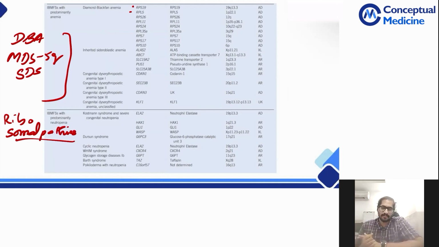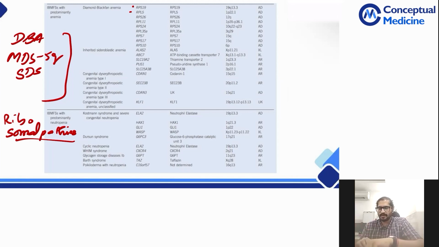All the following are ribosomal biogenesis disorders except. So except will be another option. So Diamond-Blackfan anemia, myelodysplastic syndrome 5Q, Shwachman-Diamond syndrome are all ribosomal disorders. And then we have congenital dyserythropoietic anemia, which we have discussed previously.